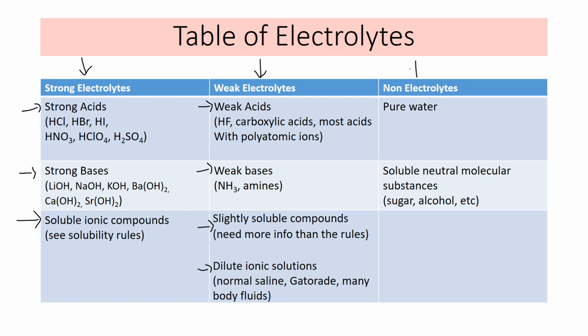Then we get to non-electrolytes, which includes pure water. Pure water does not conduct a current. Contrary to the tag on your hairdryer, pure water does not. Maybe it conducts better than air, but you need some ions in the water to make it conduct. So pure water. And then the other category is soluble molecular compounds. These are things like sugar and alcohol and other substances that are polar, so they'll dissolve in water, but they don't form ions. And these will not turn the light bulb on at all.